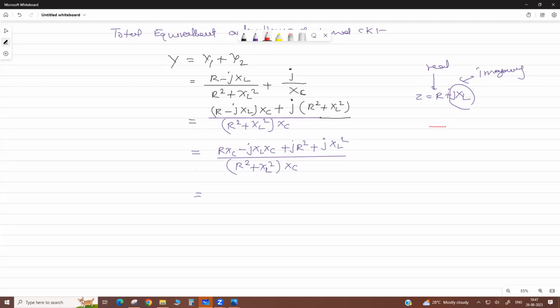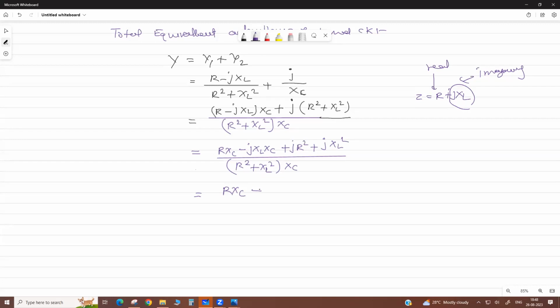In an RLC circuit, what is the impedance? R plus J (XL minus XC), no? So this part becomes 0 at resonance, in series resonance. So that condition we apply here also. See how. Okay, so first we calculate the total real portion, which is R XC. There is no J multiplied here.